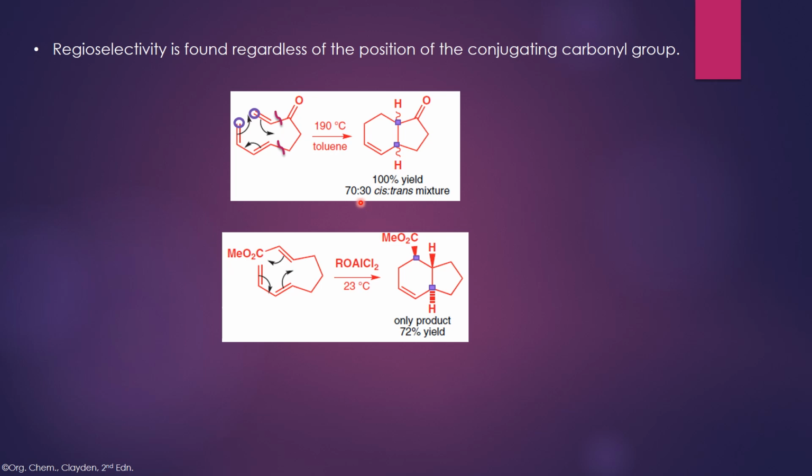When it comes to the intermolecular Diels-Alder reaction, strictly they obey the rule of 1,2 and 1,4, ortho and para relationship between the electron releasing group of the diene and the electron withdrawing group of the dienophile. But it is different with the intramolecular Diels-Alder reaction.